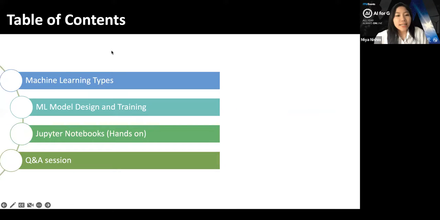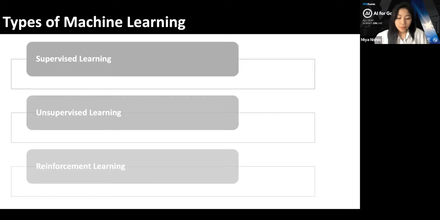Today, our table of contents: we're going to be talking about machine learning types, machine learning model design and training, a hands-on Jupyter Notebook session, and then we'll finish off with a quick Q&A session. To introduce the overall idea of machine learning, we basically have three types: supervised learning, unsupervised learning, and reinforcement learning.